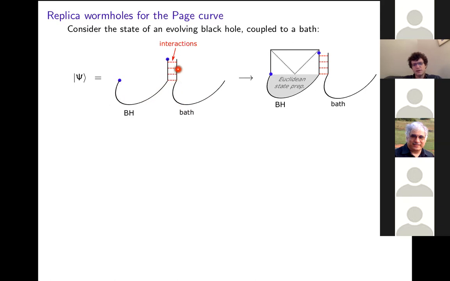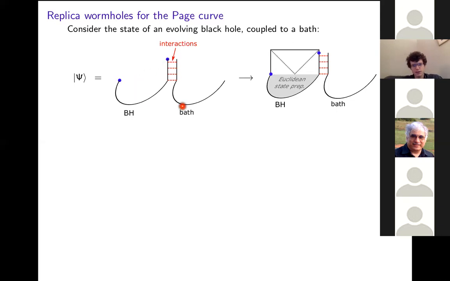And then this vertical segment here corresponds to real-time evolution. So the circular parts are Euclidean evolution preparing the thermal state, and then the vertical parts are real-time evolution. So we're evolving the system forward in real time. And the red lines indicate that there are interactions between the right side of the black hole, so one of the two black hole systems, and the bath.